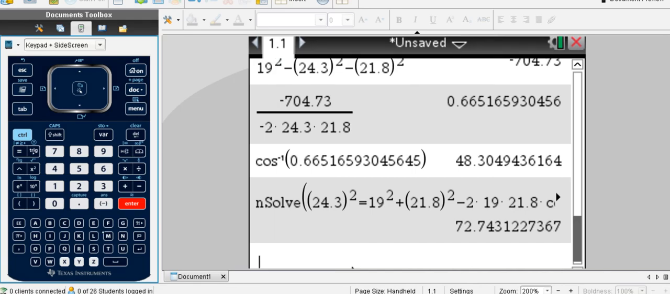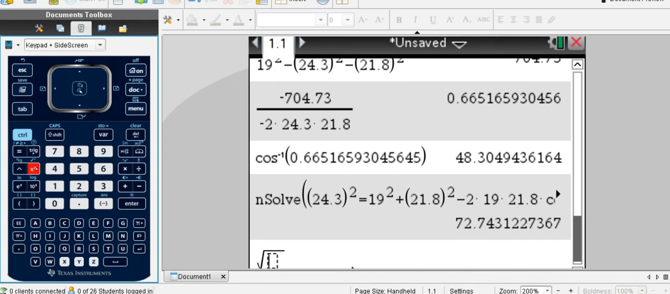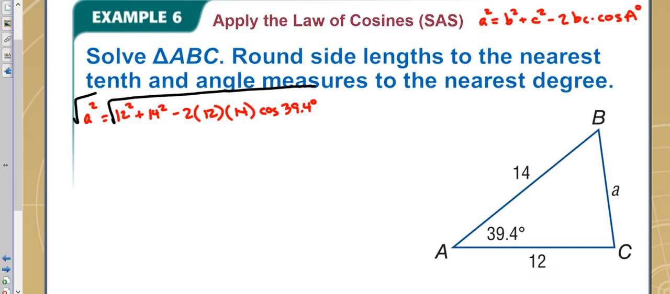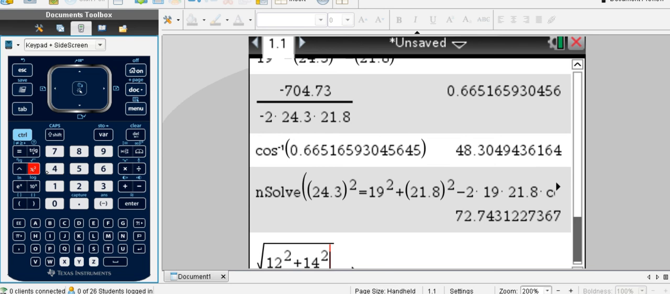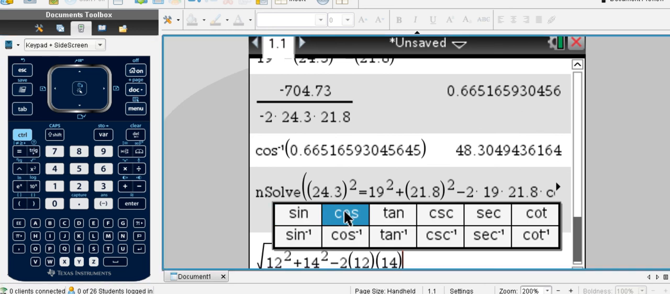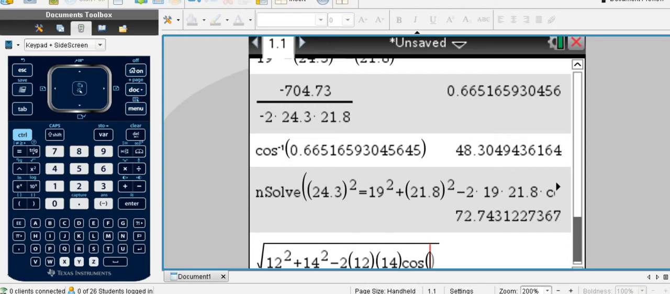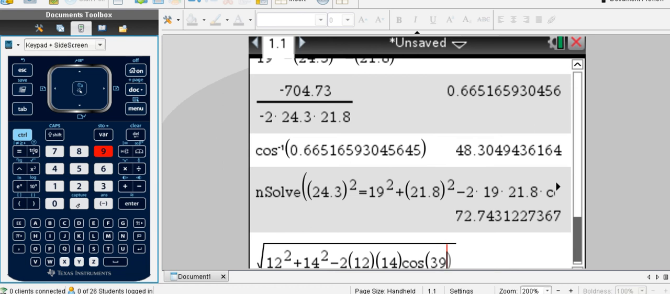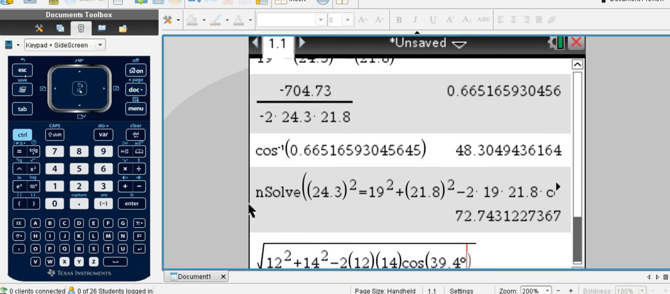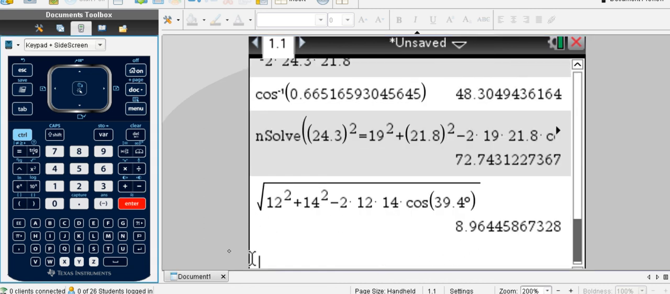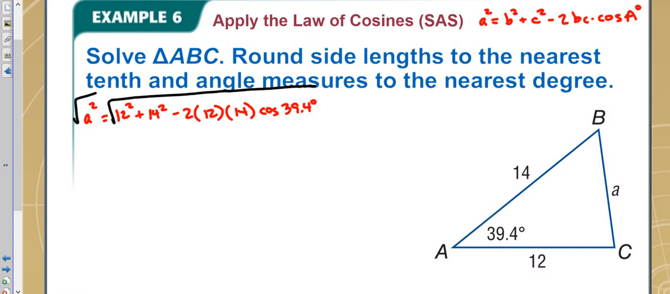So I'm going to go to the calculator, and I'll type in square root. Again, you could solve all this if you'd like. Square root of 12 squared plus 14 squared minus 2 times 12 times 14 times the cosine of that angle, which was 39.4. It was in degrees, so I'll put the degree symbol in here. Let's check it. Yep, looks correct. Press enter, and I get 8.96. 8.96 for my A.